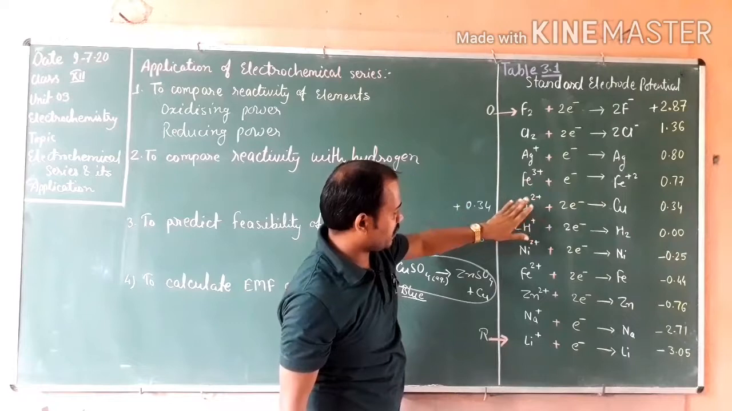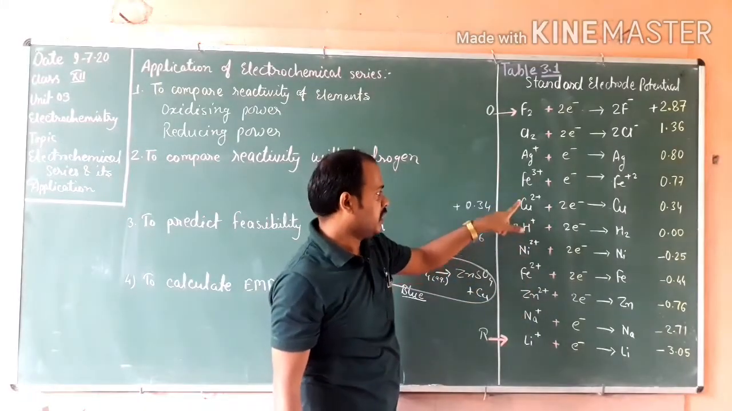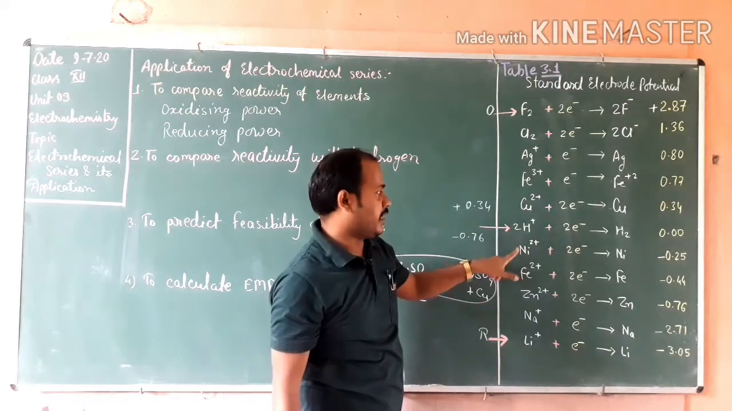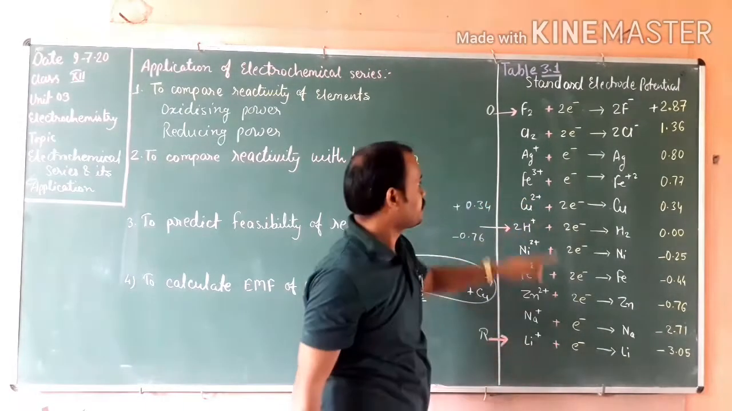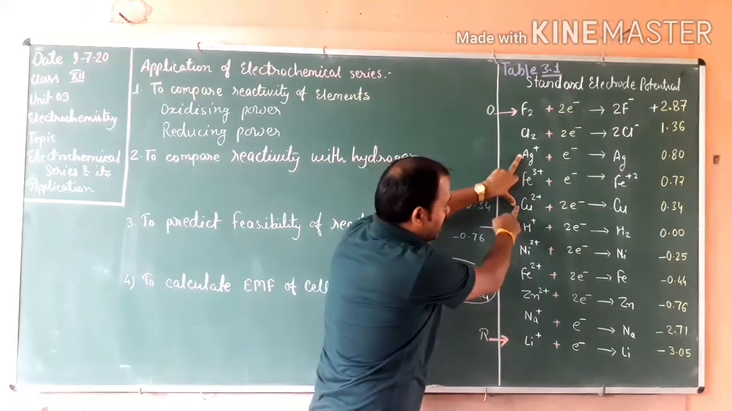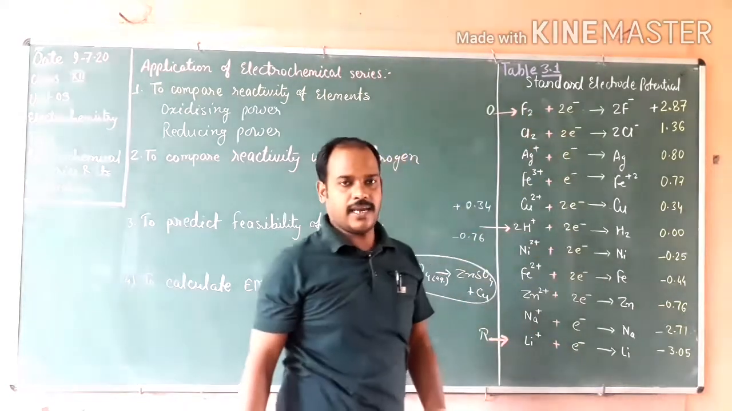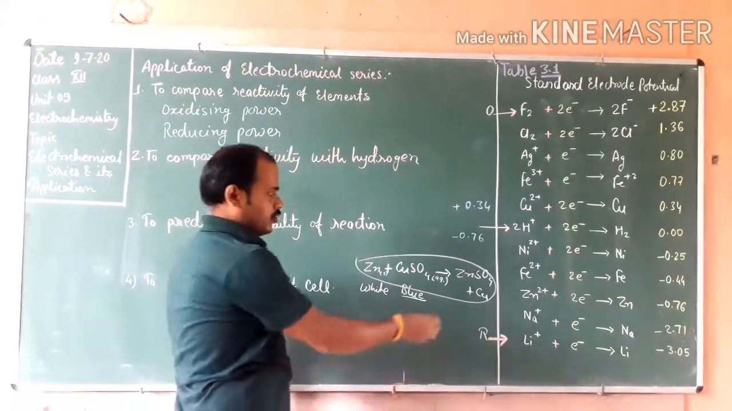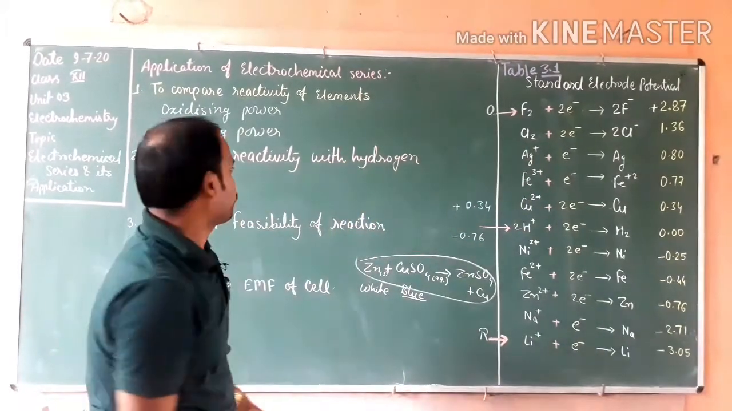It means if you react copper and zinc, then zinc is more reactive than copper. If you react copper and nickel, nickel is more reactive than copper, means nickel can replace copper. If we react silver and copper, then copper can replace silver. So the lower elements can replace higher elements from their solution. So on moving down in a group, reactivity increases.